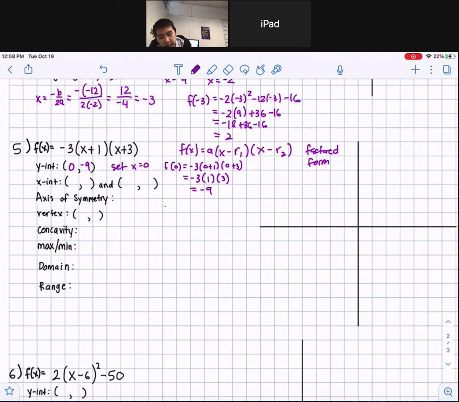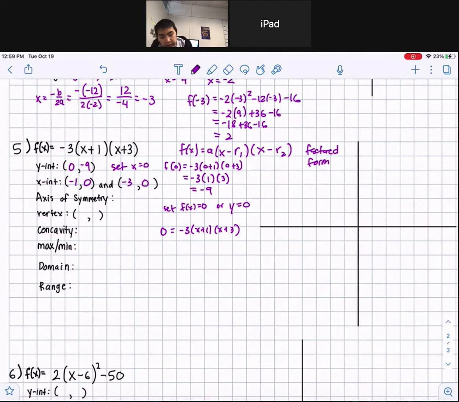X-intercept, this is where you set f of x equal to 0, or y equals 0. 0 equals negative 3 times x plus 1 times x plus 3. But you should know, because this is in factored form, that those are just the opposites, right? Negative 1 comma 0, negative 3 comma 0.